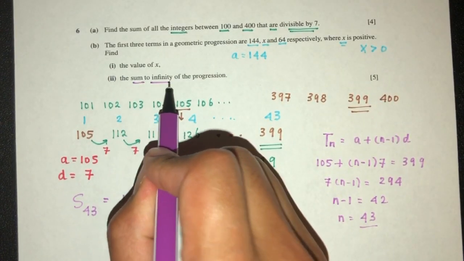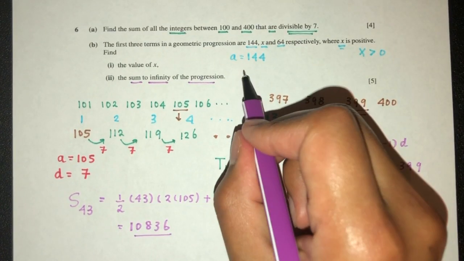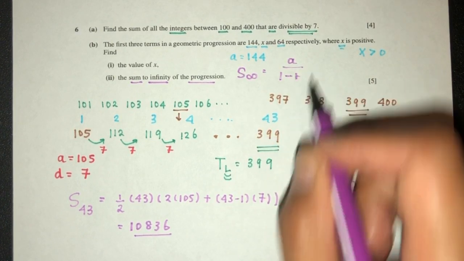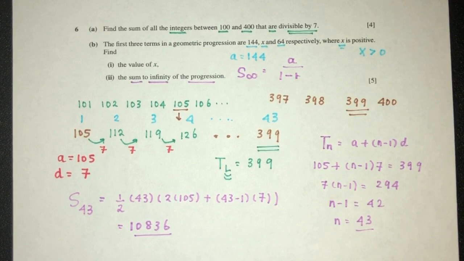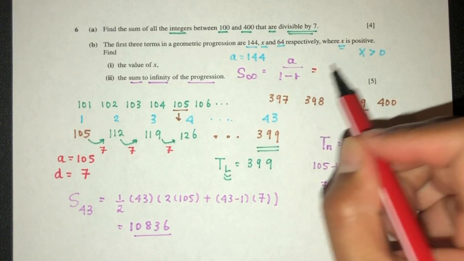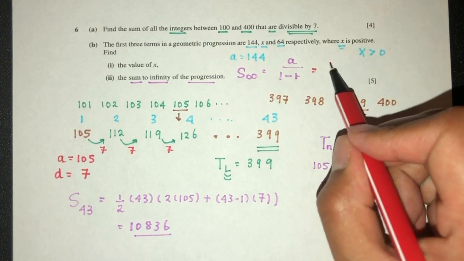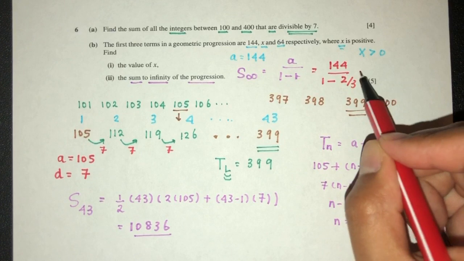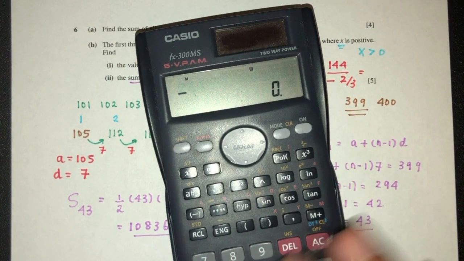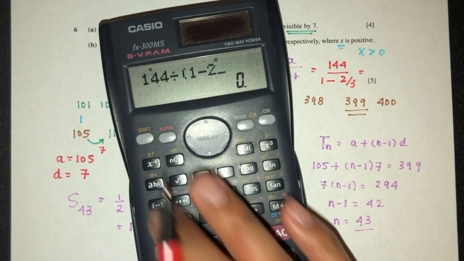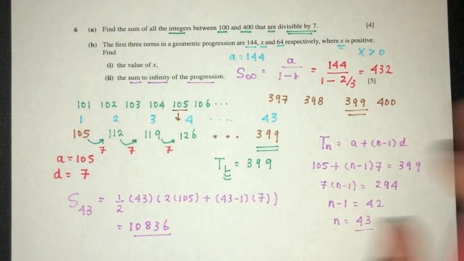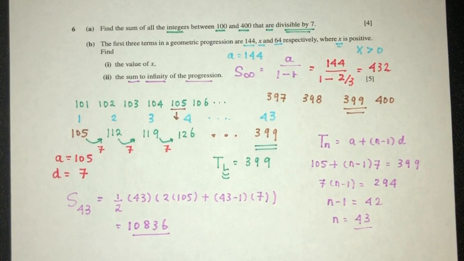Now let's move on. Part 2. We have to find the sum to infinity of the progression. The sum to infinity is a over 1 minus r. This is again a formula given to you as well. You don't need to memorize it, it will be in your list. Now a is the value of the first term, 144, over 1 minus r, where r is the common ratio. So 144 divided by 1 minus 2 over 3. That should be 432. This is part 2 of the question. This is a question in relation to series.